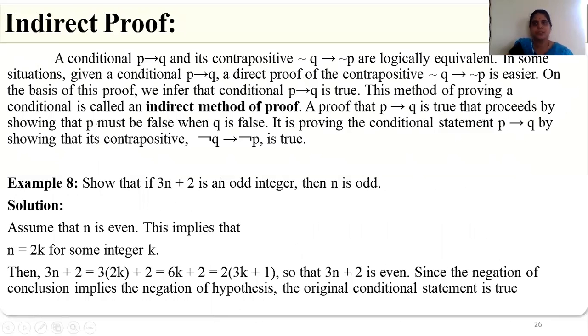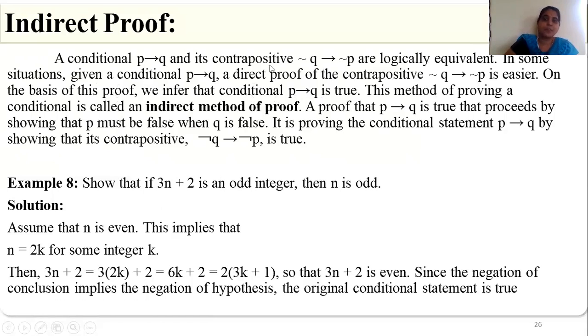Next is indirect proof. In this indirect proof, we consider the contrapositive of the conditional. P implies Q, and its contrapositive is negation of Q implies negation of P, which are logically equivalent. We already knew it. In some situations, given a conditional P implies Q, a direct proof of the contrapositive, negation of Q implies negation of P, is easier. On the basis of this, we infer the conditional P implies Q is true.